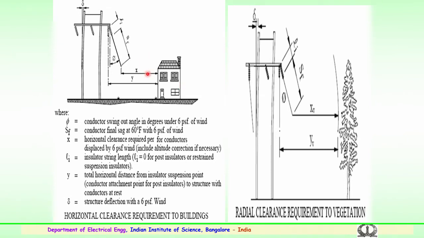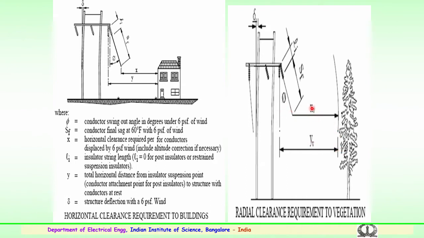So, the distances should not be reduced for a particular voltage level. Similarly, in case of vegetation or a forest area where the distribution or transmission lines are passing, similar clearances have to be maintained, and this shows the radial clearances required for the vegetation. Again, a similar total horizontal distance has to be maintained.